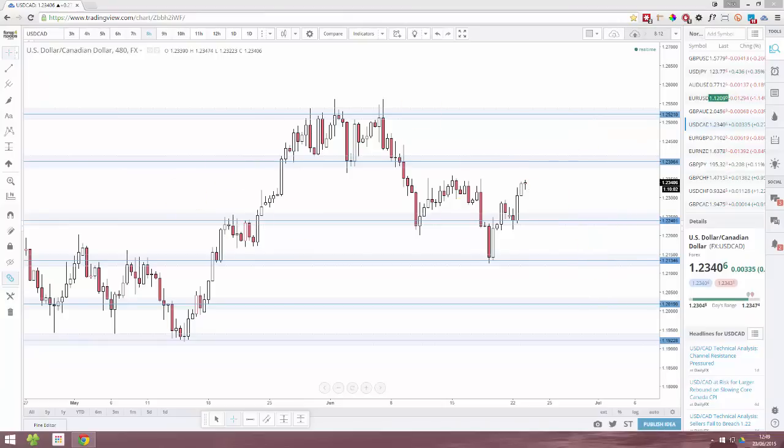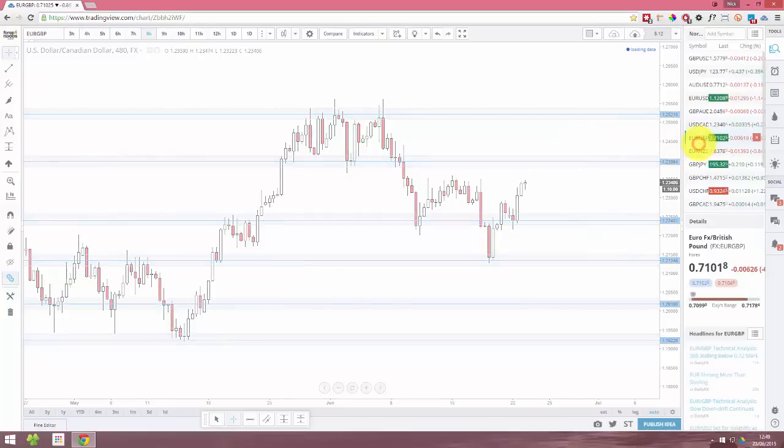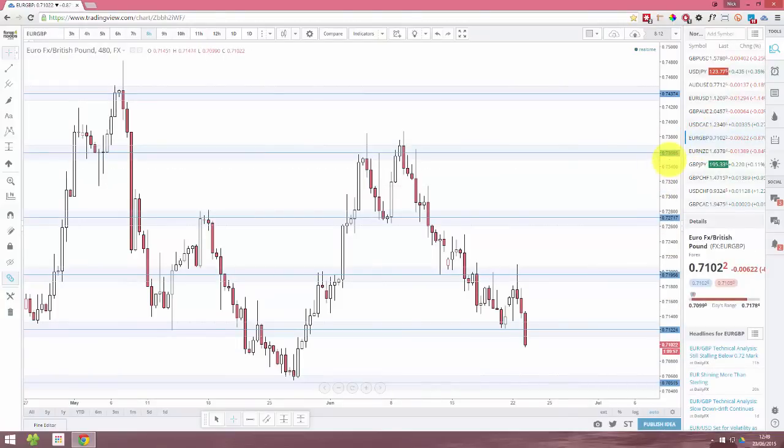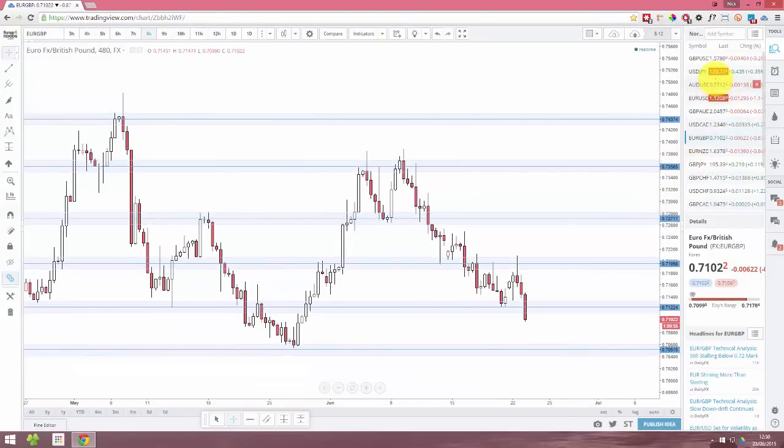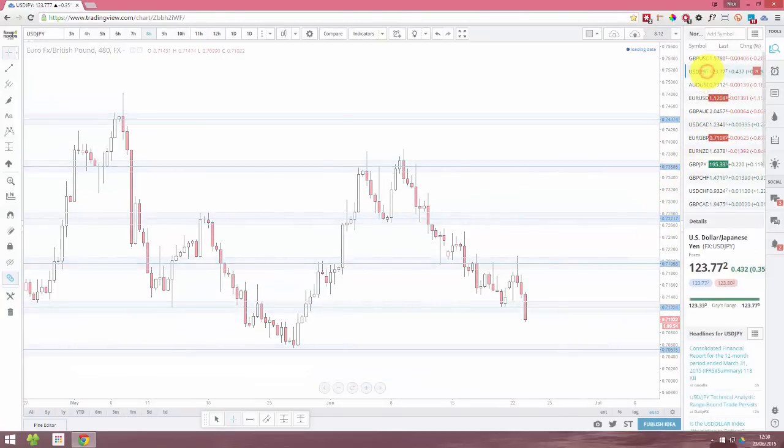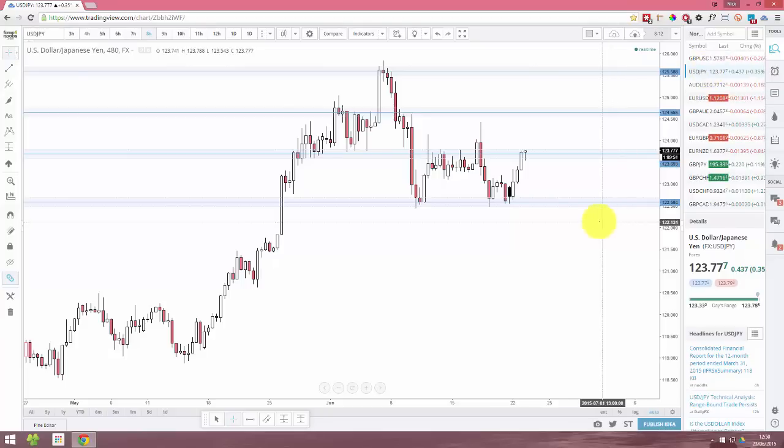Let's do one more pair. Not quite sure what to do though. USDJPY analysis, why not? I don't really like trading USDJPY, but I have to admit, USDJPY has been changing a lot and it's been getting to be a decent pair to trade, to be honest.